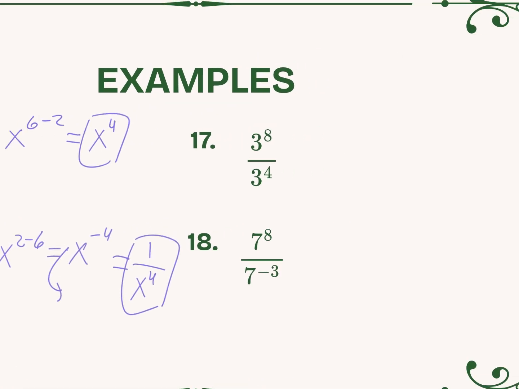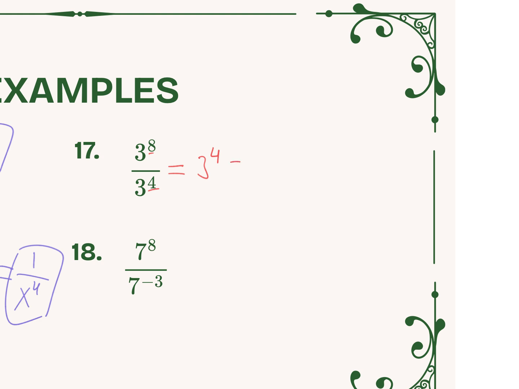All right, and if I had 3 to the 8th divided by 3 to the 4th, it's going to be 3 to the 8 minus 4, which is going to be 3 to the 4th. And then this is something that I should expect you to simplify. Right? 3 to the 4th is just 3 times 3 times 3 times 3. And then you can break it up, right? 3 times 3 is 9. Another 3 times 3 is 9. And then 9 times 9 is 81. So 81 would be your answer for this one.